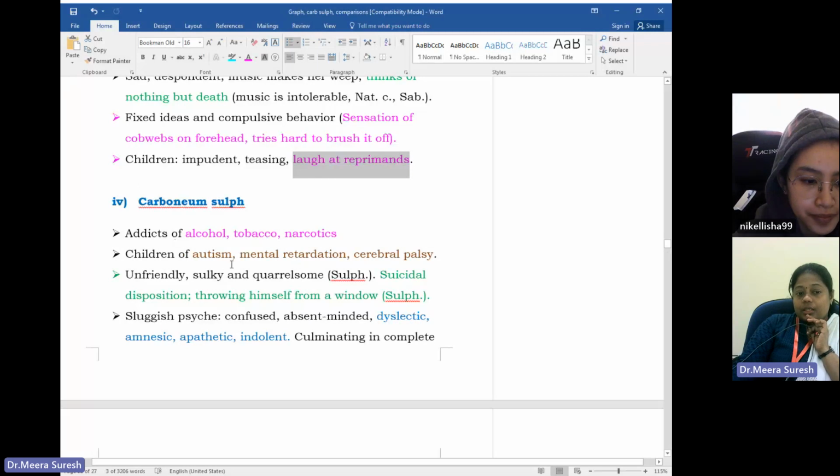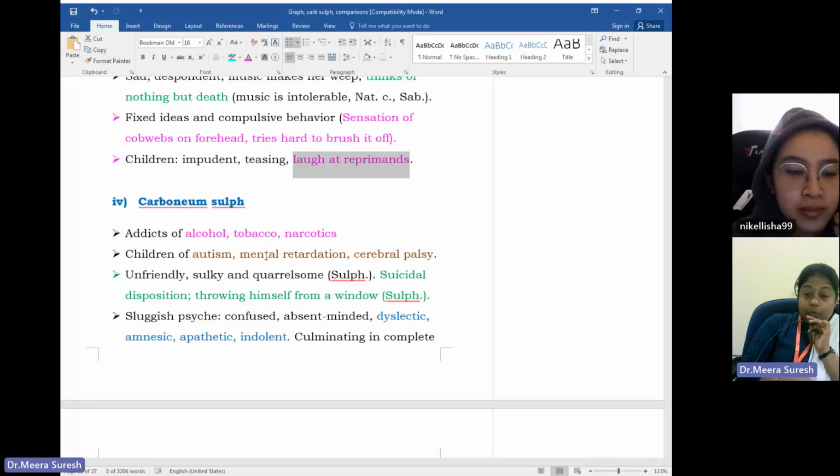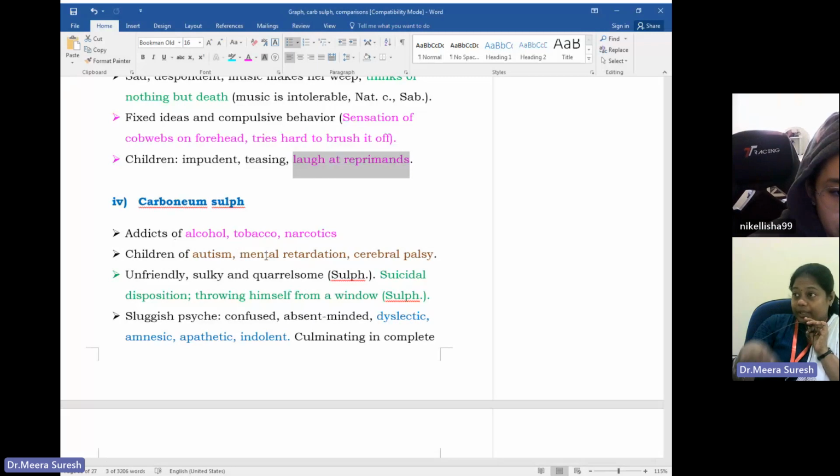Then children, they will be having autism, mental retardation, and cerebral palsy. So this may also be a feature of the Carb, because in Calcarea carb also we see that the comprehension is very less. And when we go to the next remedy in this list, Baryta carb, they are idiotic children actually, if you remember that. They also have this mental retardation very characteristically.